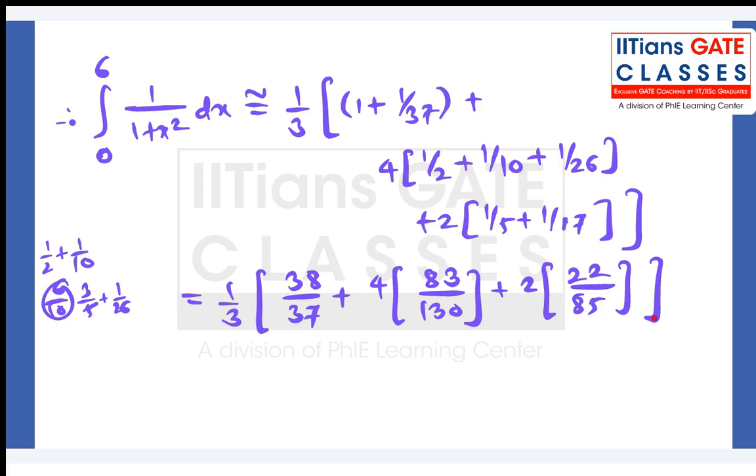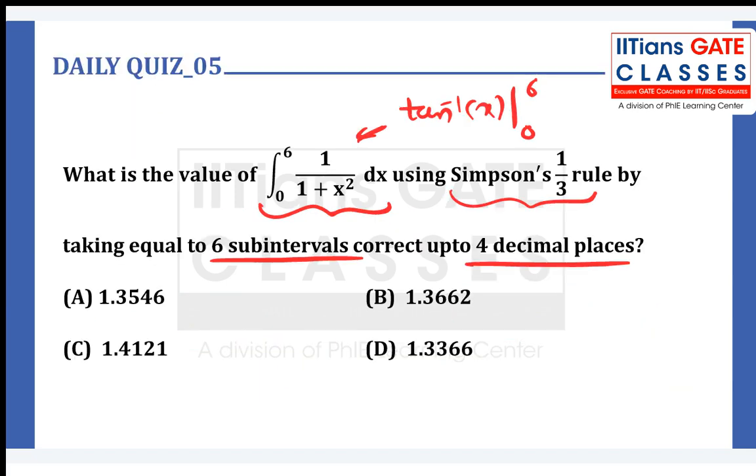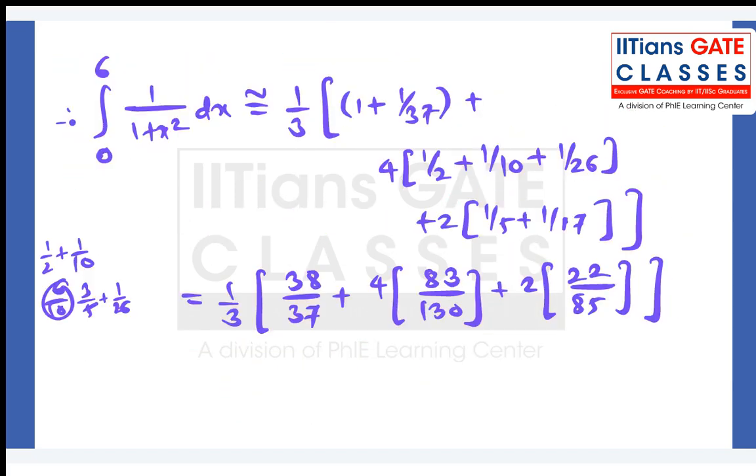I don't think we should do the fraction simplification further, not required. Anyway, we are supposed to get the correct answer till 4th decimal place. That is what they're asking in the question, right? So we will take 5 decimal places and we'll see. This 38 by 37, that is the first fraction, turns out to be, this is 1 by 3, let it be, 1.02703.